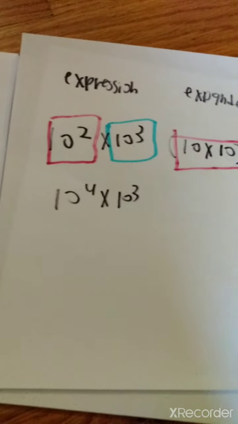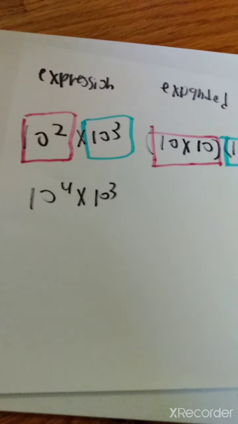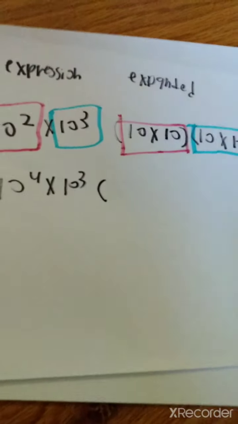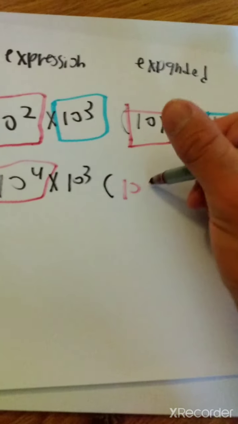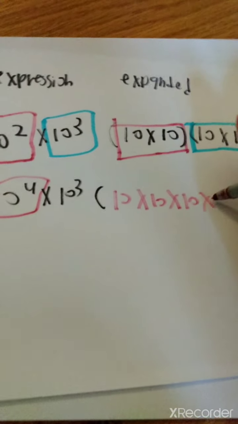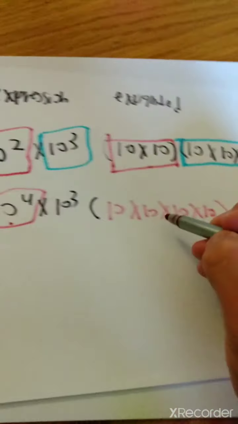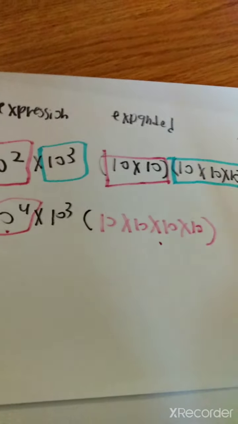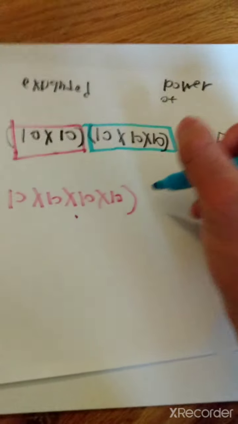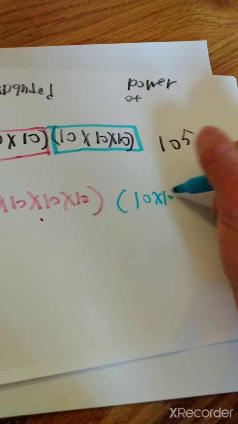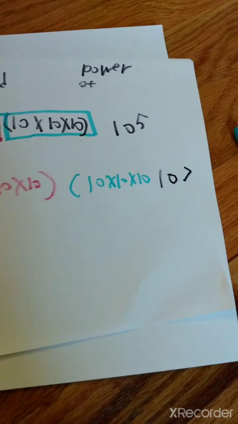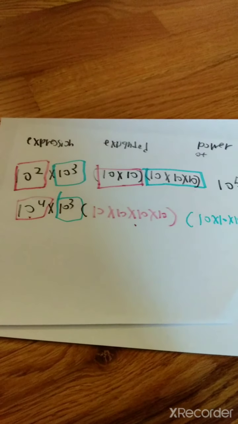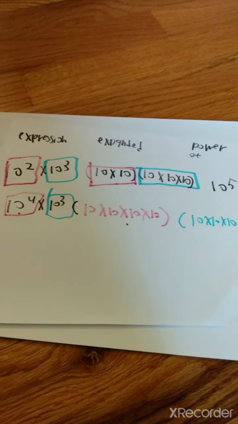Here's another example. 10 to the power of 4 multiplied by 10 to the power of 3. So we have parentheses again, but we have to do 10 to the power of 4, so 10 multiplied by 10 multiplied by 10 multiplied by 10. Then 10 to the power of 3 will get 10 multiplied by 10 multiplied by 10. If we add those up, we're going to get an answer of 10 to the 7th power. So that is what we do when we have two exponents that we want to multiply.